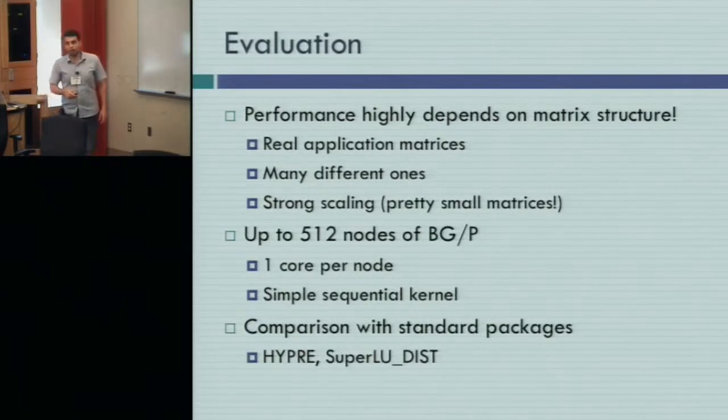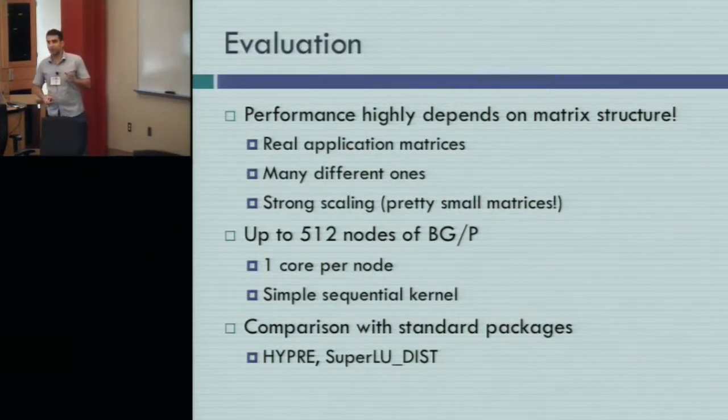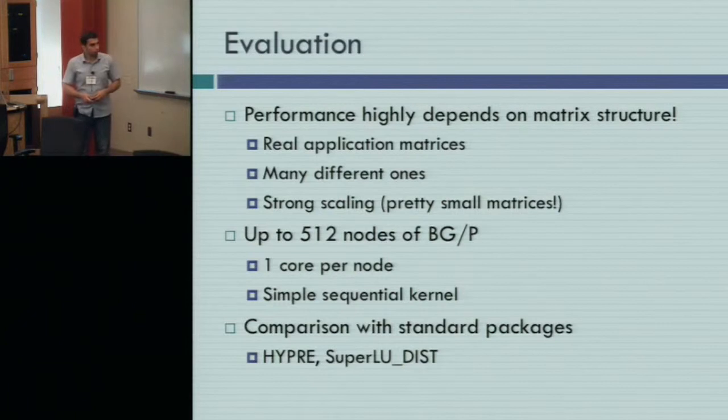To evaluate this algorithm, it's very important to understand that the performance highly depends on the matrix structure, as is the case with many numerical methods. We use real application matrices. We use many different ones from different application domains to capture different cases. And we have strong scaling. We have pretty small matrices. One of them is actually just 5 megabytes in total, like 500,000 elements. We scale up to 512 nodes of BGP at Argonne, 1 core per node, simple sequential kernel. The kernel can be replaced easily in the code. We compare with the standard packages, HYPRE and SuperLU.